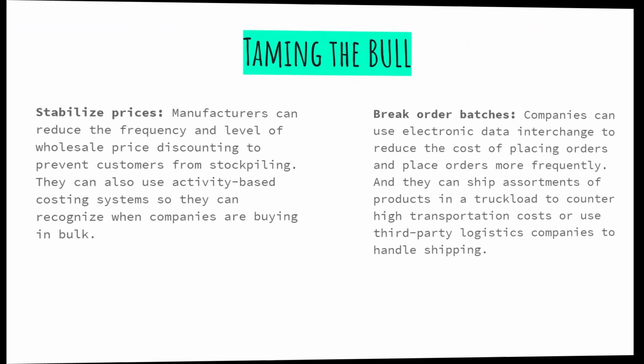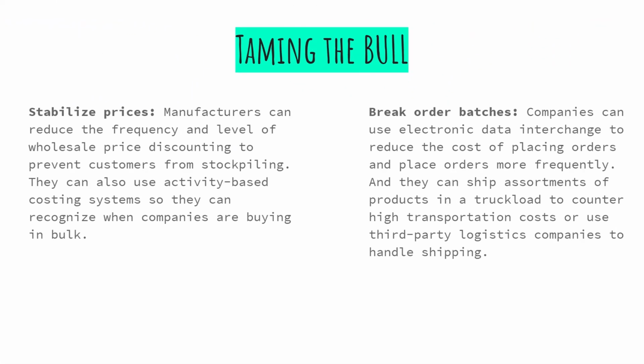The third reason we saw was the fluctuations in prices. The manufacturers can regulate the price discounting in order to prevent customers from buying in bulk and stockpiling. They can also deploy activity-based costing systems that regulate the prices by taking into account the number of stocks bought by companies or customers.